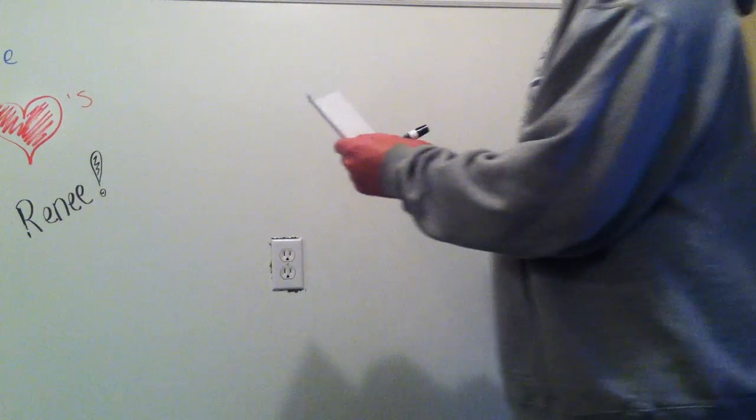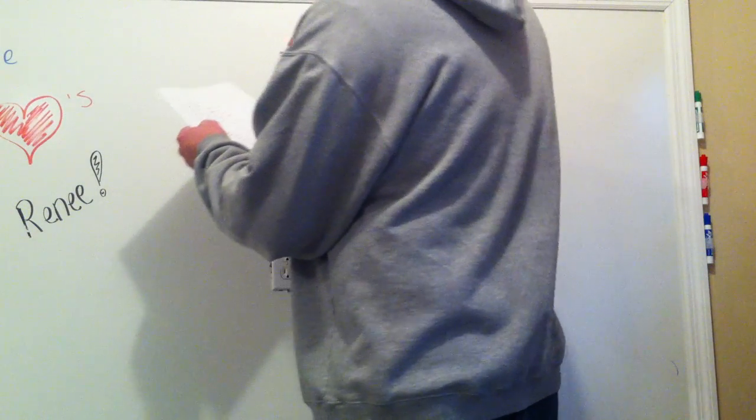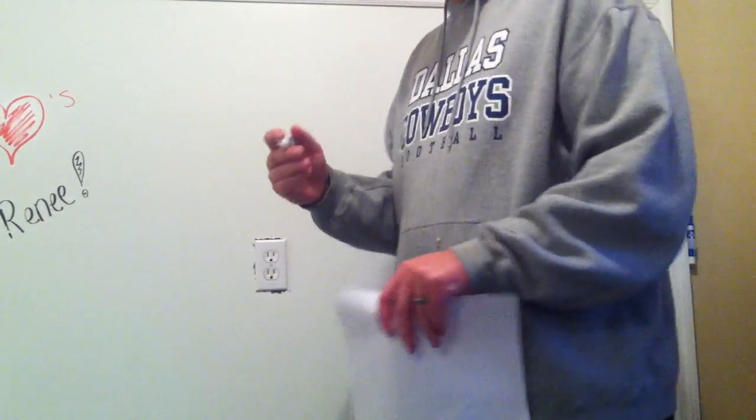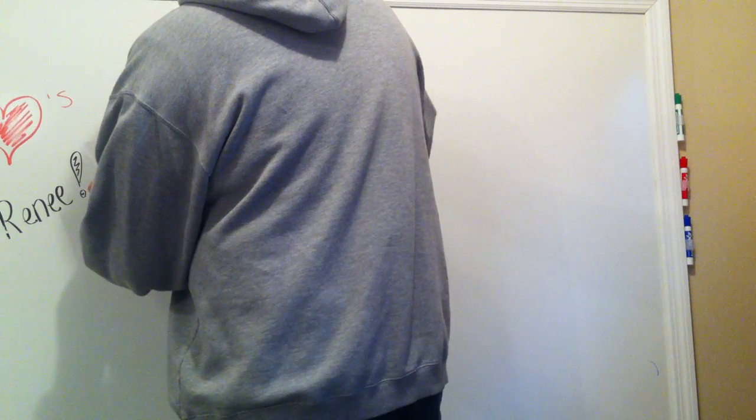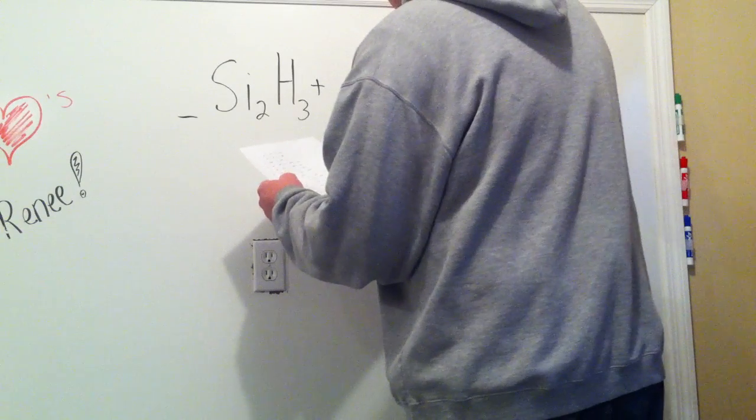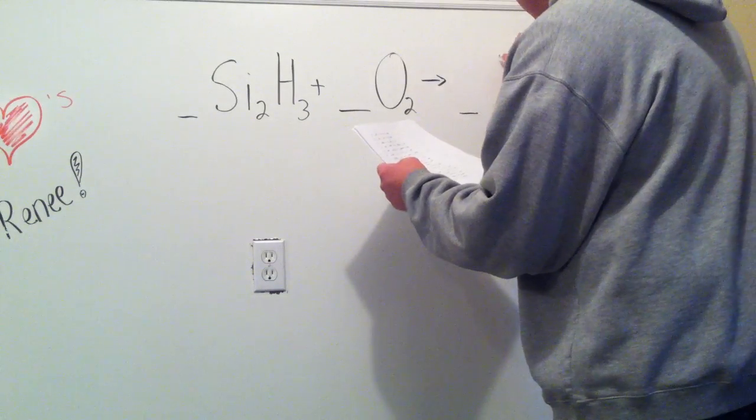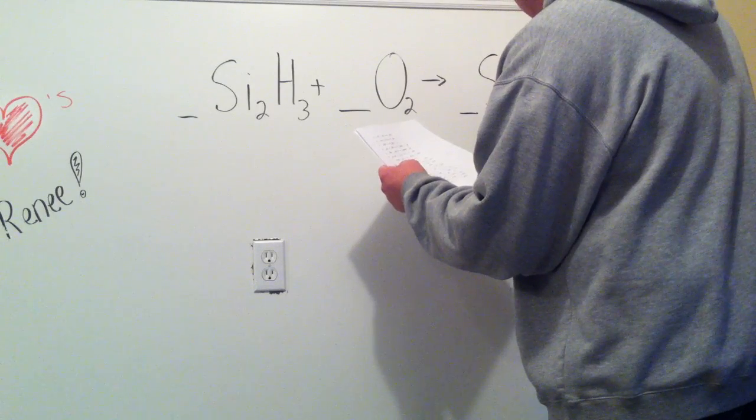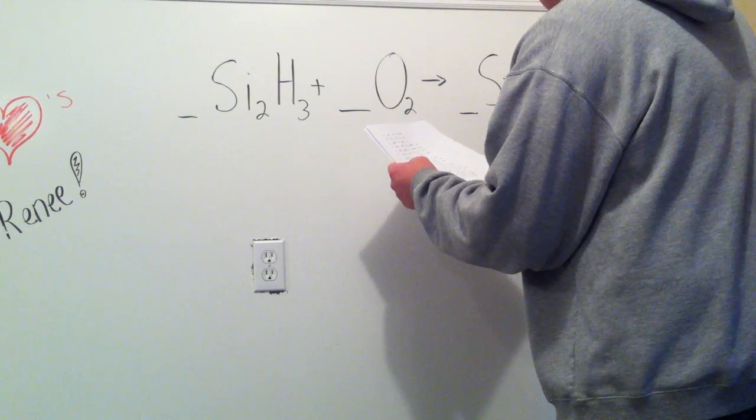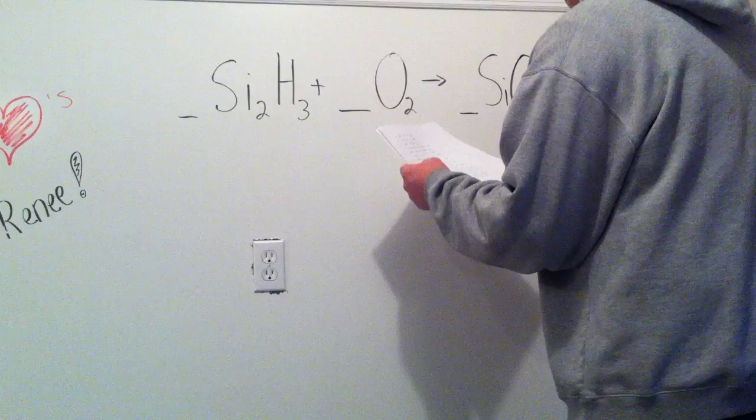So our first problem, number 7 here, it is, oh, I'm sorry, I shouldn't have told you the number, but number 7, there you go, you're lucky. So we've got Si2H3 plus O2 reacts to form SiO2 plus H2O.